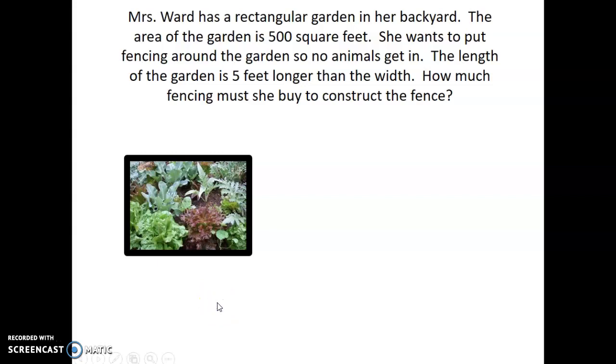So today we're going to start looking at quadratic word problems. We've been doing a bunch of different solving quadratic equations. This is just the next step. Okay, we're going to be seeing quadratic equations, but in the form of word problems.